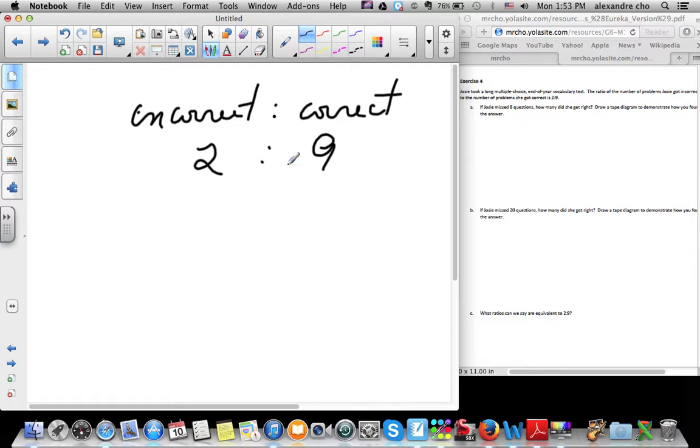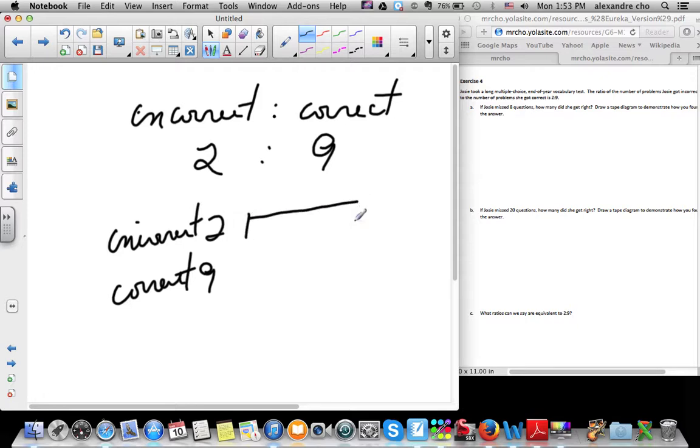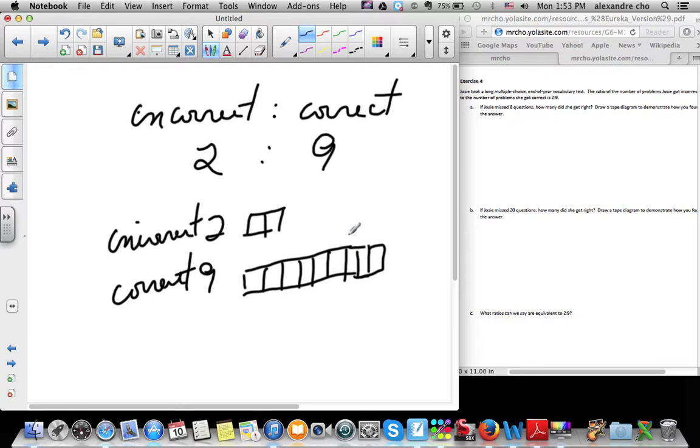Alright, so for A, if she missed 8 questions, how many did she get right? Well, draw a tape diagram. So let's draw a tape diagram. So incorrect, correct, and that's 2 and that's 9. Remember, here's boxes. There's 1, 2. And actually, I made it too big. Okay, it's not going to fit on my screen. So we're going to make, there, that's 2. And we're going to make something a little bit bigger to represent the 9 that she got correct. 1, 2, 3, 4, 5, 6, 7, 8, 9. Okay, there is my ratio.